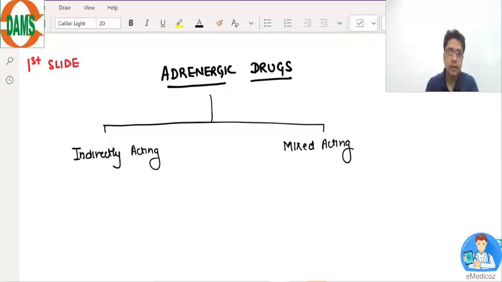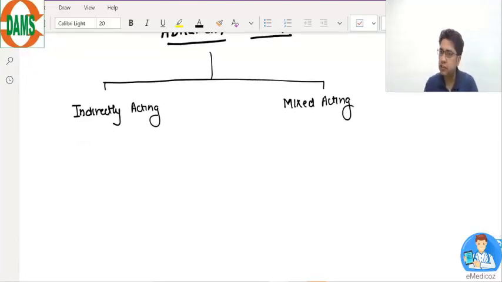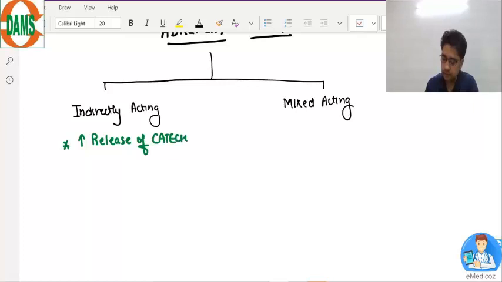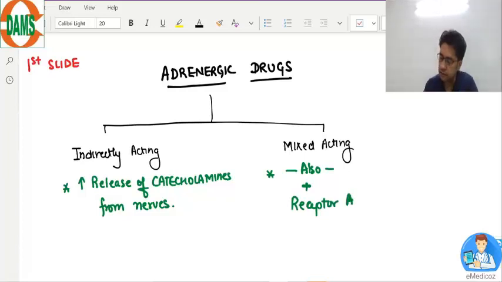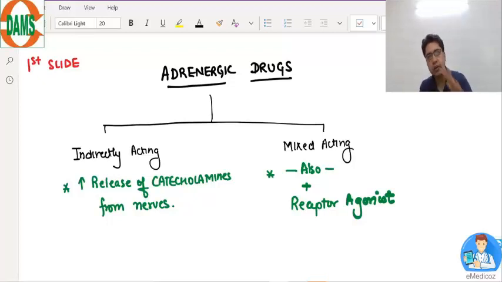Let's see what the mechanism of action of these drugs is. We will write that indirectly acting drugs increase the release of catecholamines from nerves. What about mixed acting? They will also do the same, they will also increase the release. Plus, they will also act on the receptor and can directly stimulate the receptor like directly acting drugs. So they have both actions.